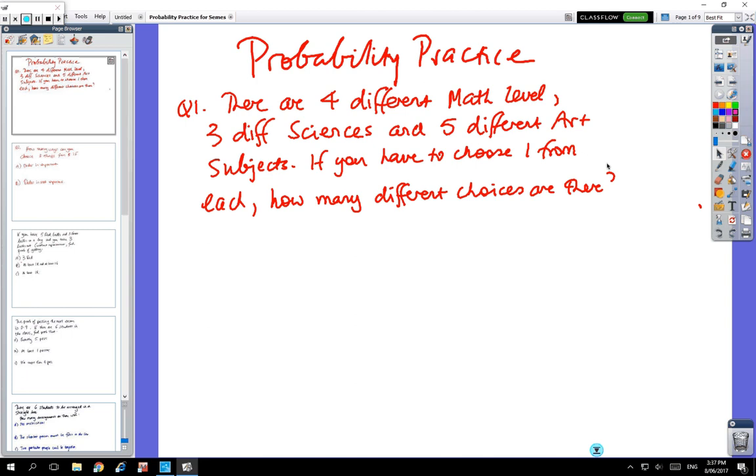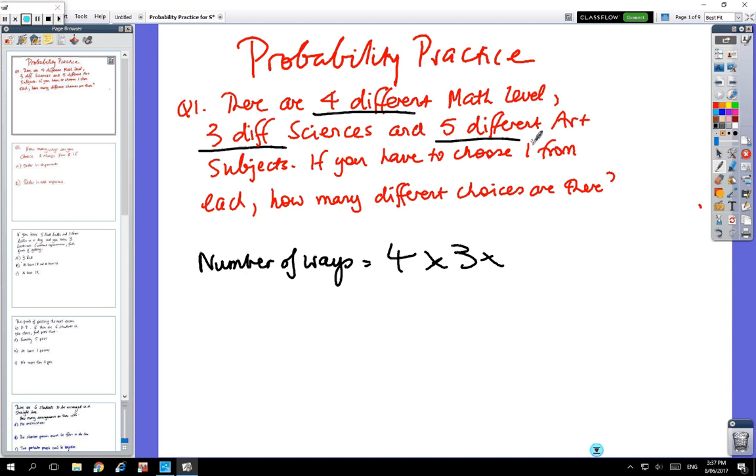Okay, so this is just the multiplication principle. So the number of ways: we've got 4, then we've got 3, and then we've got 5. So 4 3s are 12, so there are 60 different ways, different selections you can do. Okay, so that's just straightforward, the multiplication principle.